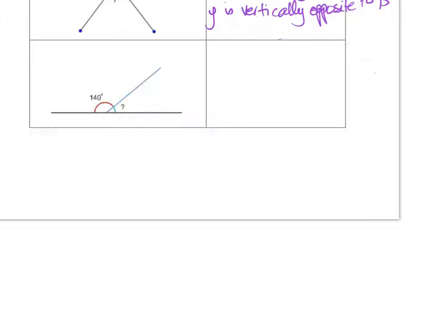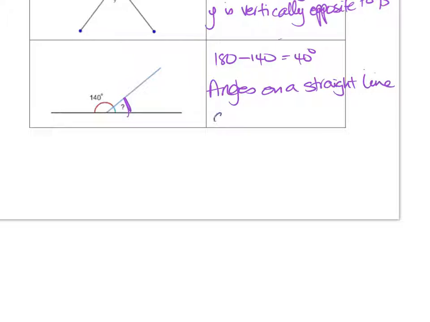Next one, this is a straight line, so we know that the missing angle here would be 180 minus 140, which will be 40 degrees. And the reason will be that angles on a straight line add to 180 degrees.